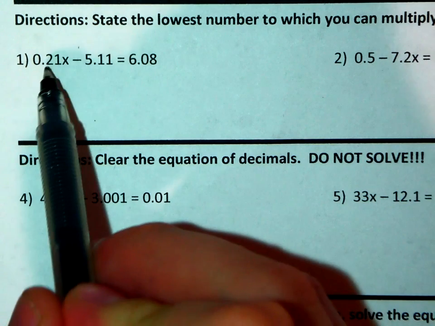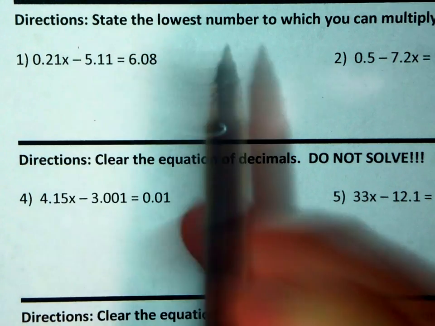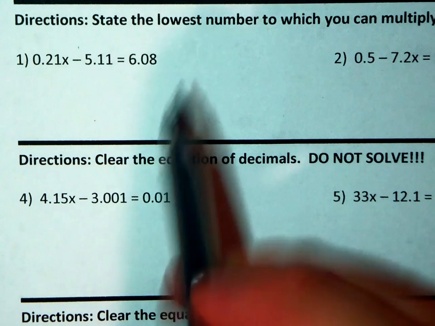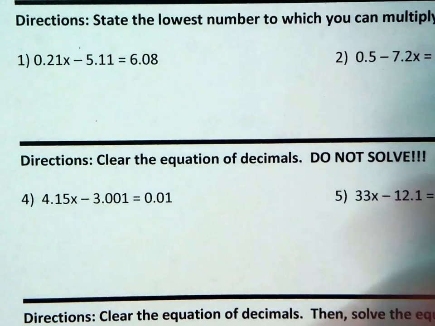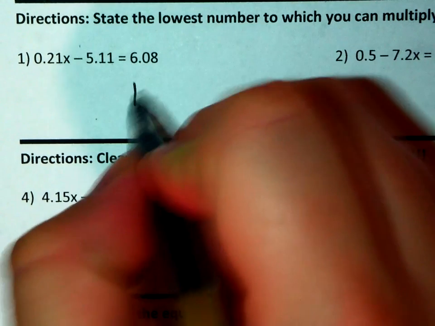Here I see I have two spaces after the decimal, so that would take multiplying it by 100 to clear the decimal. Here again, two places, multiplying by 100, and the third term, multiplying by 100. So our lowest number to which we can multiply in order to clear the decimal is 100.